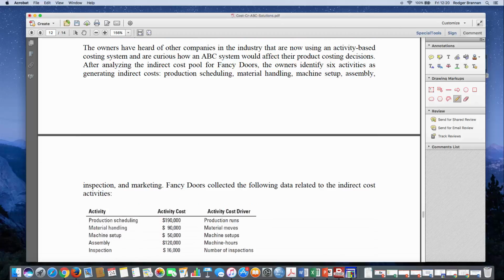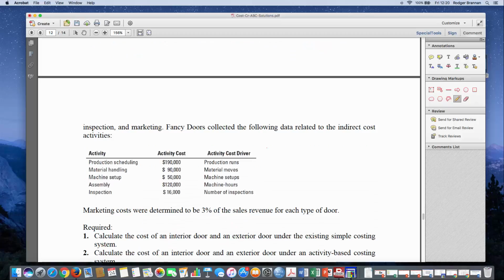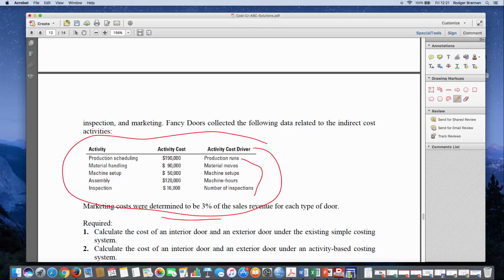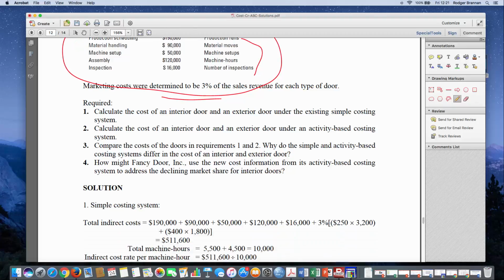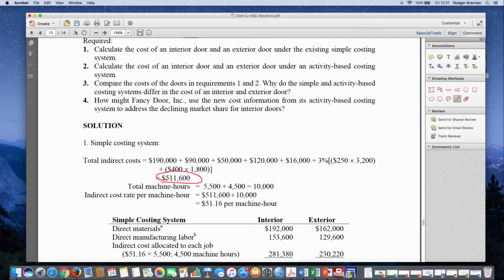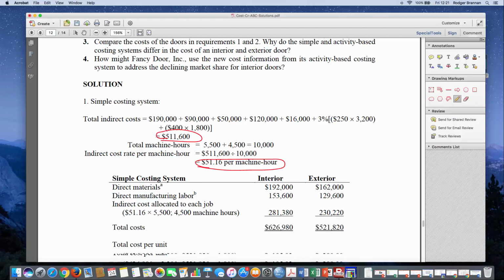So I'm not going to go through here all over again. But here they give you the cost and they give you the respective activities. And they say, marketing is 3% of the sales. And so they're asking you to sum these up to come up with this plant-wide rate. So I take my plant-wide overhead and my total machine hours and come up with my plant-wide rate of 51.16 and apply it accordingly to my job here.